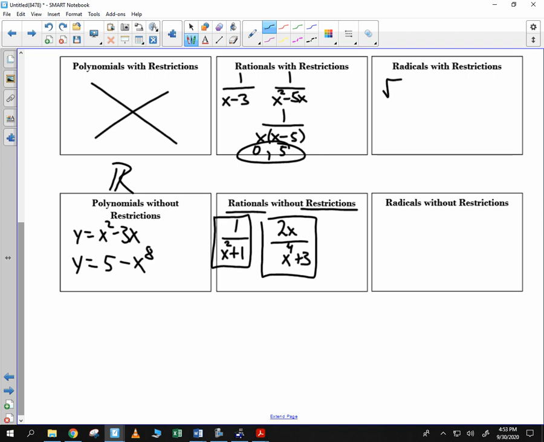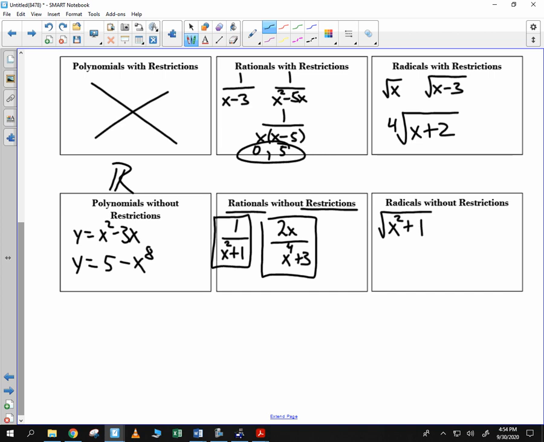Radicals, so the square root of x, can't have negatives. Square root of x minus 3, can't have values that are less than 3. The fourth root of x plus 2 can't have values that are less than negative 2. So every time somebody sees a radical, they're like, well, you're going to have restrictions. That's not true. Here's a radical that doesn't have a restriction.